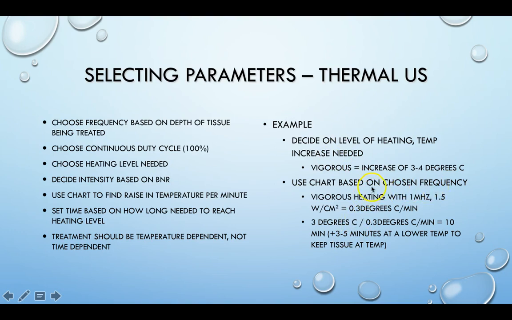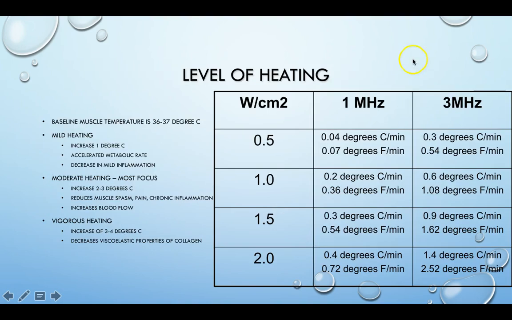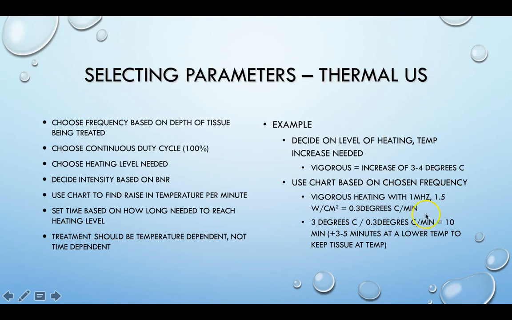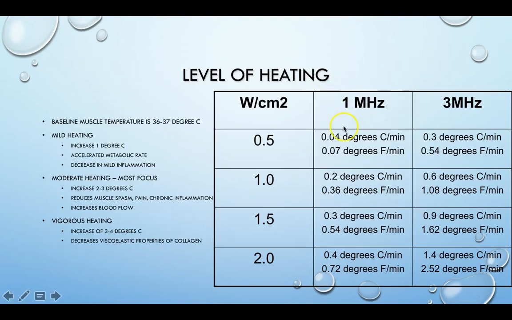Then we're going to use our chart. So based on the fact that we're in the quad with a hematoma, we would be thinking about our depth, and we would want about 1 megahertz. Okay, so in order to do 1 megahertz, and with our machine, we're going to say we have a 5 BNR. Okay, so we can go potentially up to that 1.5 watts per centimeter squared, because that keeps us underneath our 8 watts per centimeter squared limit of potentially dangerous. So we've picked our depth, we've picked our watts per centimeter squared.